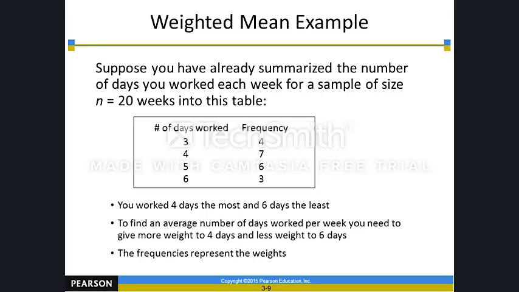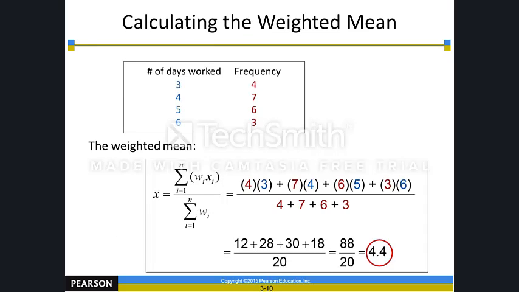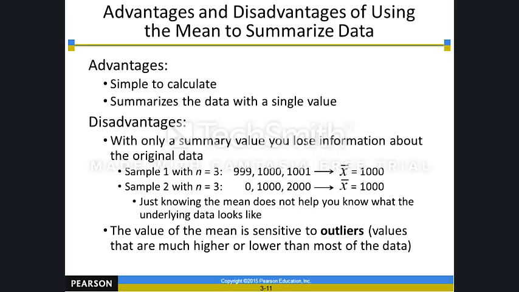If you are looking at GPA, that will be your X's. Now, I wouldn't ask you so many questions about the weighted mean, so that's why we are not spending so much time on it. So what are the advantages and disadvantages of using a mean to summarize your data? First, it's very simple to calculate, right? And it summarizes the data with a single value.